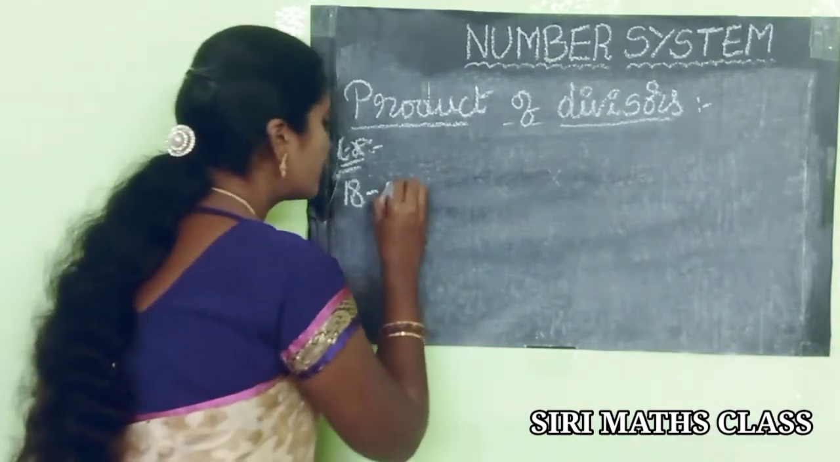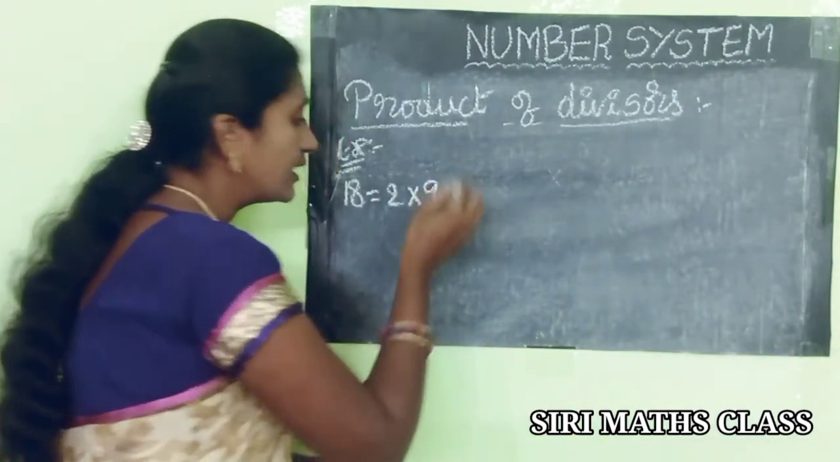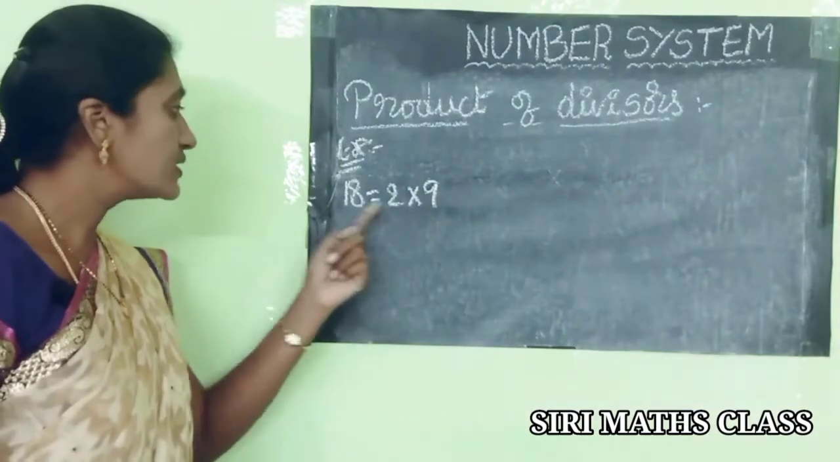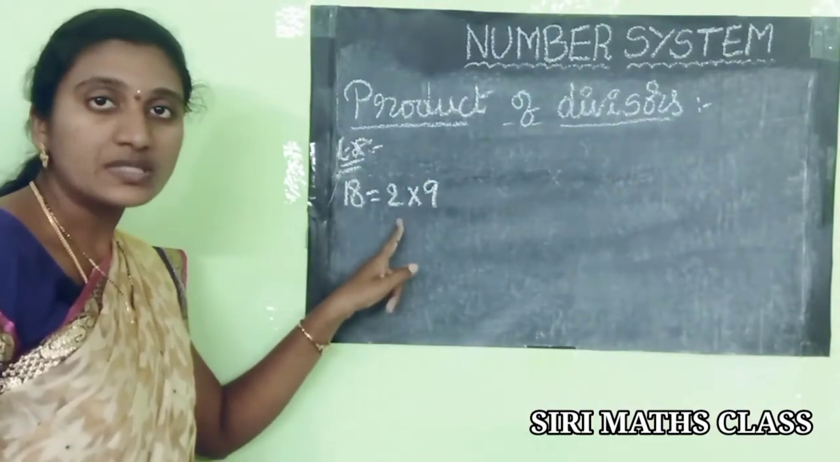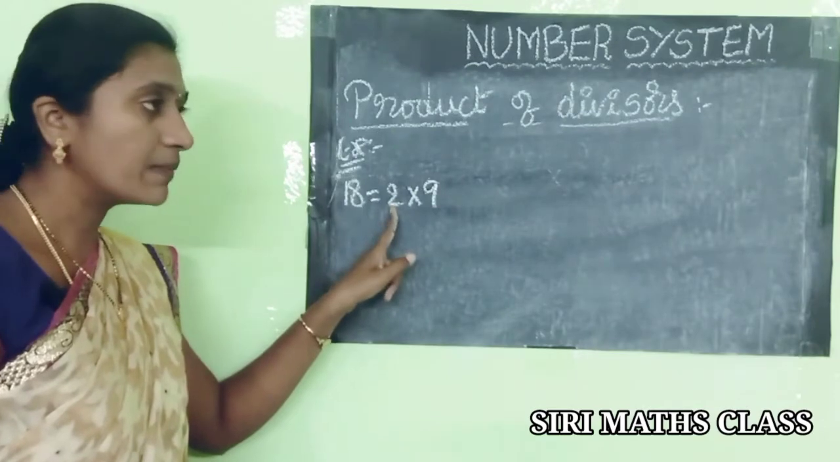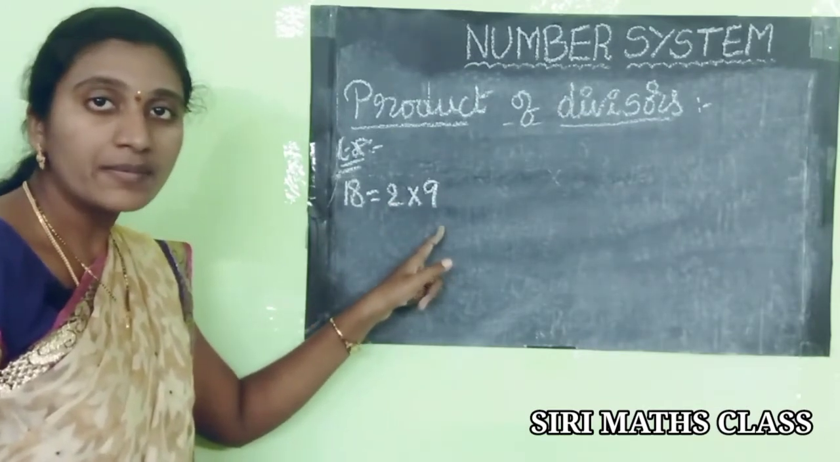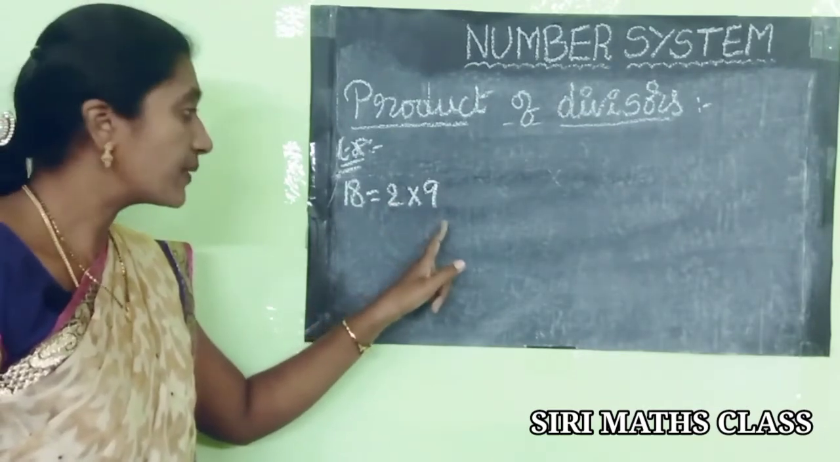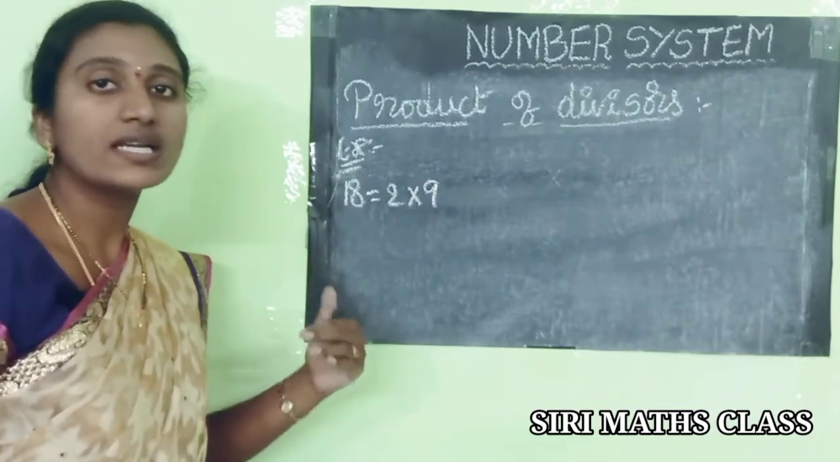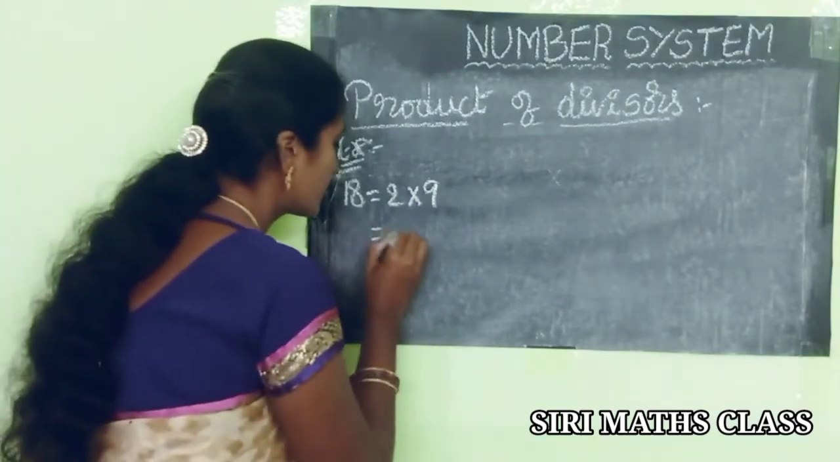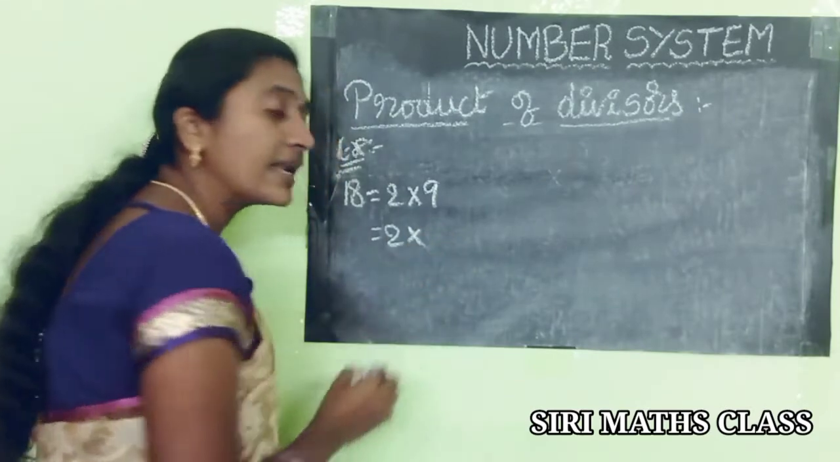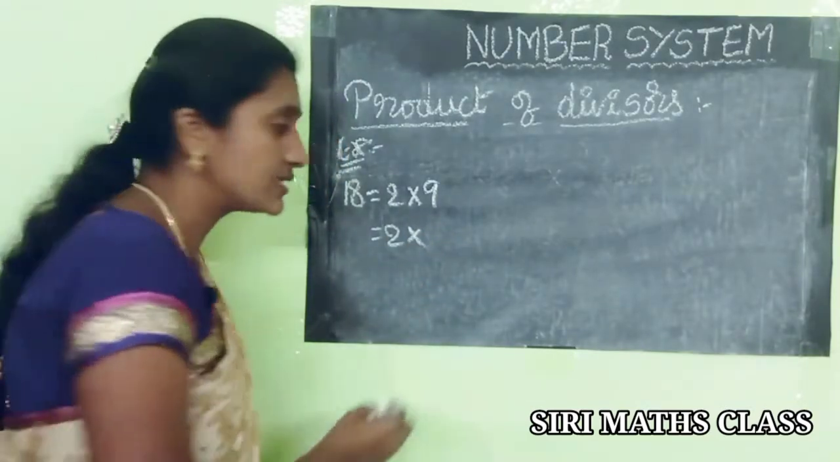First of all, 18 we can write as 2 into 9, since 2 nines are 18. Here 2 is a prime number, and 9 is a composite number. So 9 we can again convert into prime factors, so 2 into 9 we can write as 2 into 3 into 3.